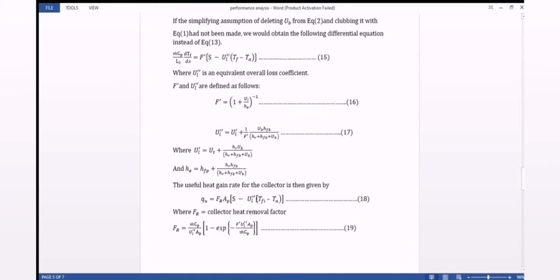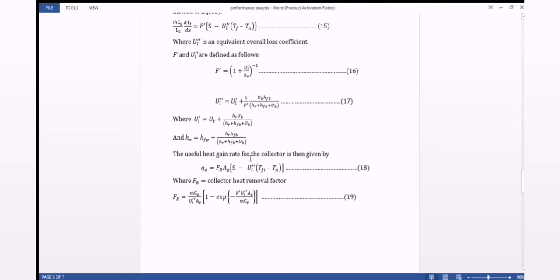Then the useful heat gain rate for the collector is given by Qu is equal to FR AP into S minus UL double dash into TFI minus TA, where FR is the collector heat removal factor, which we already said, and FR is equal to m dot Cp all divided by UL double dash AP into 1 minus exponential minus F dash UL double dash AP divided by m dot Cp.